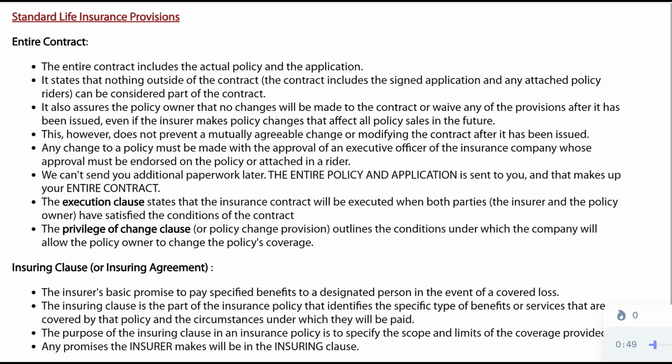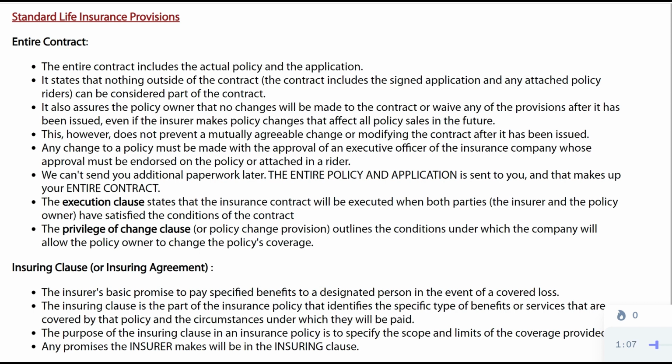The execution clause states that the insurance contract will be executed when both parties, the insurer and the policy owner, have satisfied the conditions of the contract. The privilege of change clause, or policy change provision, outlines the conditions under which the company will allow the policy owner to change the policy's coverage.